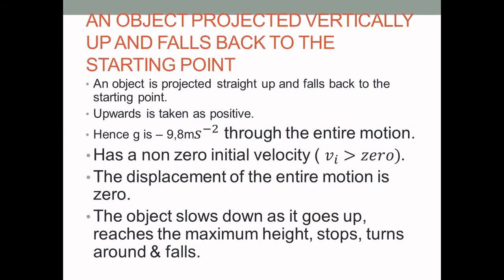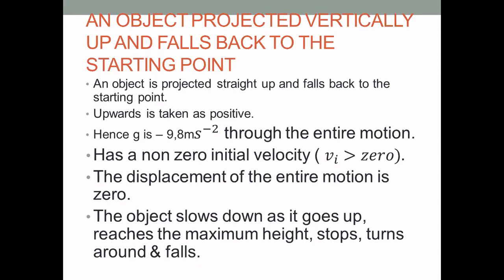Let's now consider an object that is projected vertically up and falls back to the starting point. If this is the case, we take up as positive, which means g now will be negative 9.8 meters per second squared because g is acting downwards. The object has a non-zero initial velocity, which means the initial velocity is greater than 0 since we took up as positive. The displacement of the entire motion is 0 because the object falls back to the starting point.